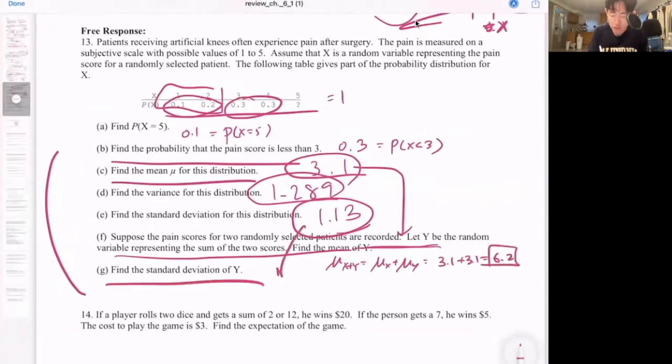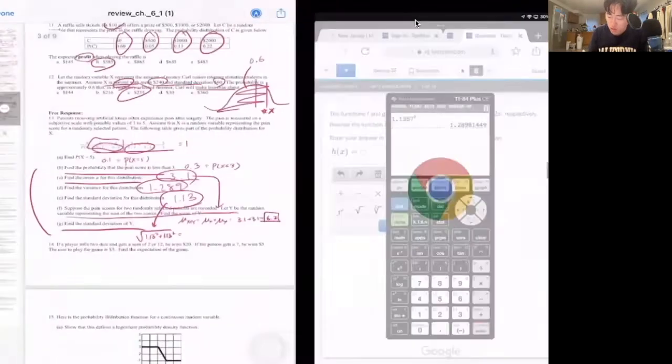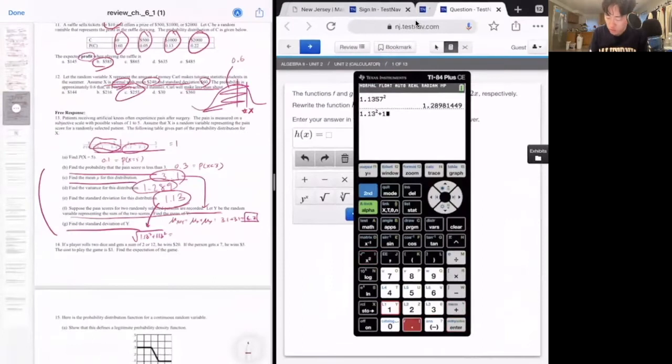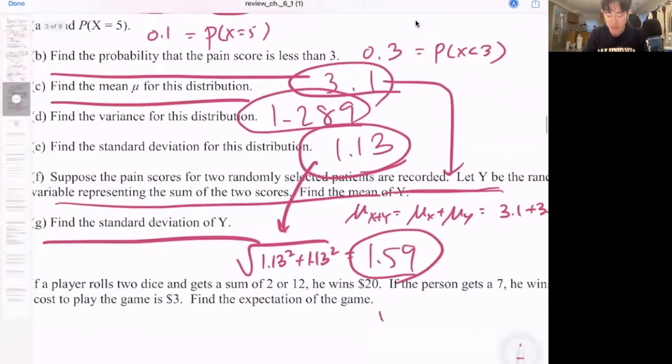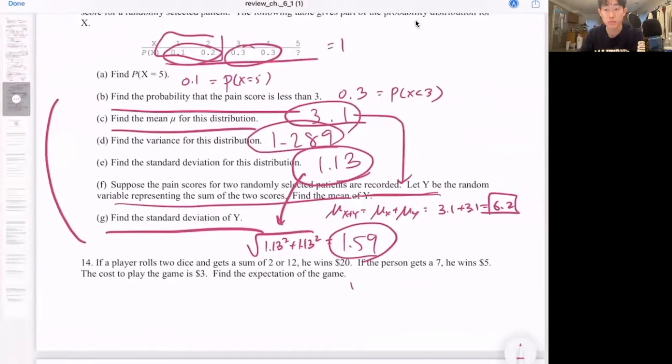Now for the standard deviation with 1.13, you're going to do 1.13 squared plus 1.13 squared, and you just have to square root that. So I'm going to do 1.13 squared plus 1.13 squared, square root of that value. And then you get 1.59 as your standard deviation. The answer key says 1.60, but it's pretty much the same deal. I cut off all the values from the hundredth place and onward, so that probably is the difference, but you're close enough to pass for it.